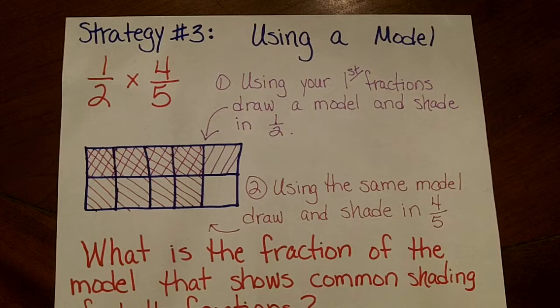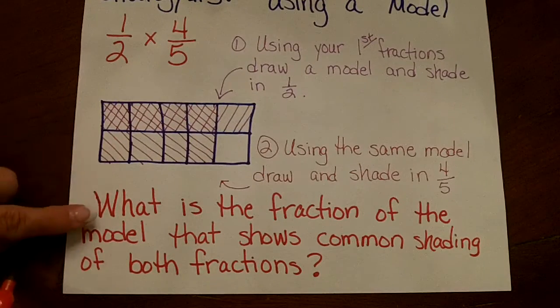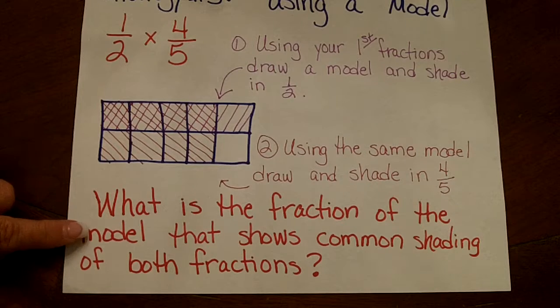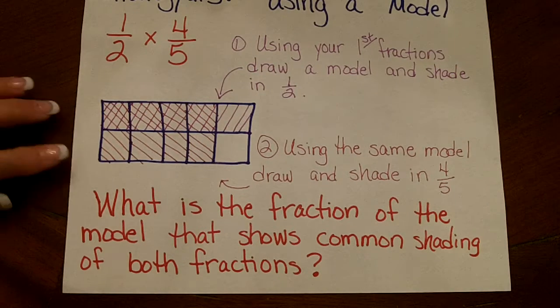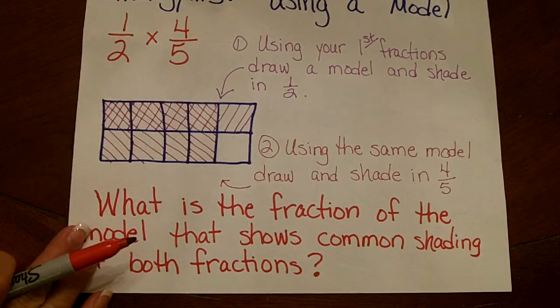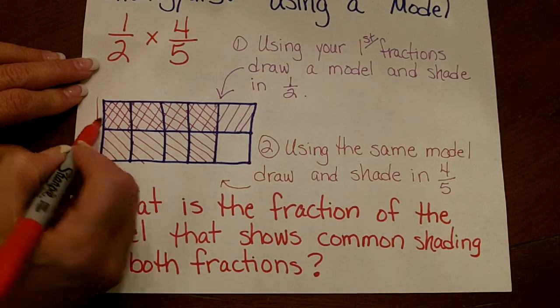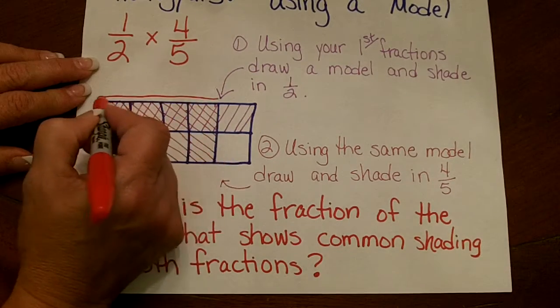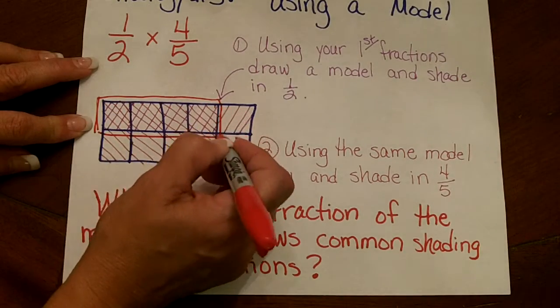All right, I'm not finished yet, because now what I have to do is look at the fraction of the model that shows the common shading. So I've got to look at the ones that have both my lines for 1/2 and my lines for 4/5. And if you look right here, these are my squares that have both of those.